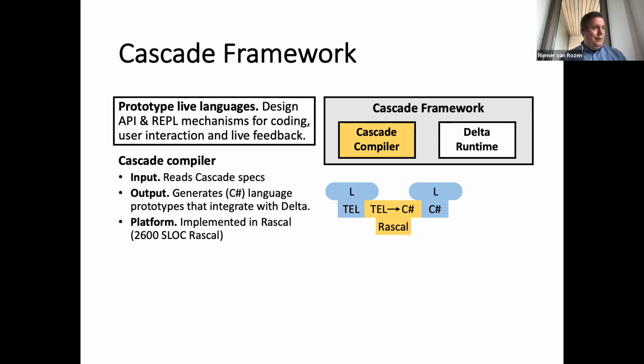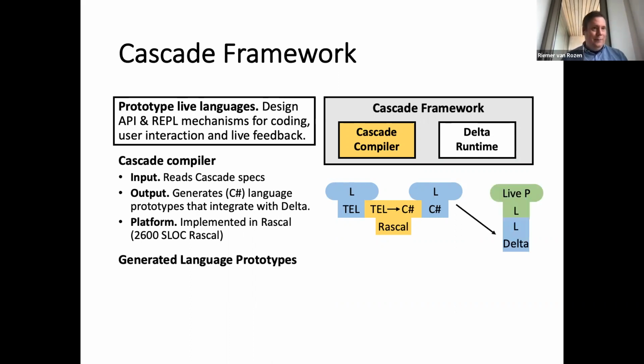And the compiler, the most difficult part of the framework, is written in Rascal, and it's 2,600 lines of code. It's very hard to compare this, but it's extremely condensed because you can transform big syntax trees in Rascal without too much effort. So these 2,600 lines are quite a lot for such a compiler.